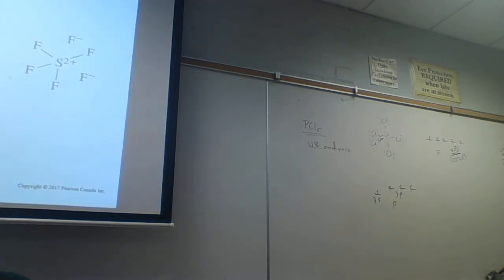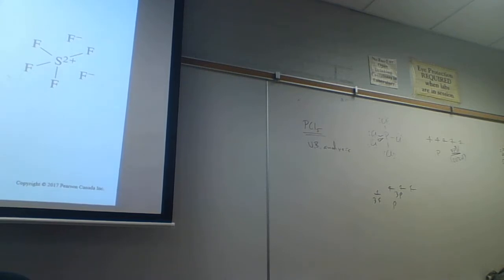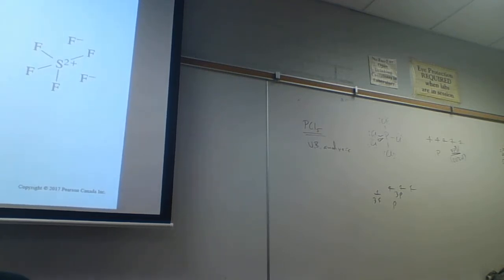Actually, this is SF6. SF6 would be sp3d2. So if we don't expand the octet, we get 4 fluorines covalently bound, and then the other 2 fluorines will have to be ionically bound. Again, we'll generate resonance forms. We'll come up with a hybrid. Hybrid's going to be some percentage.